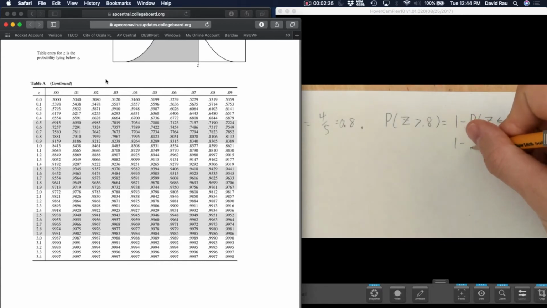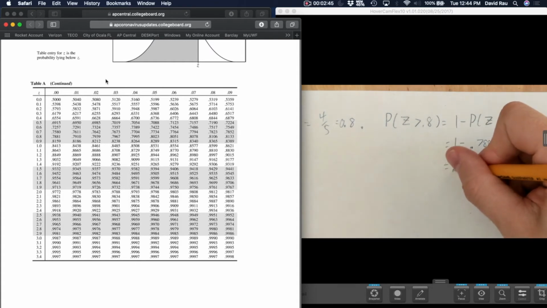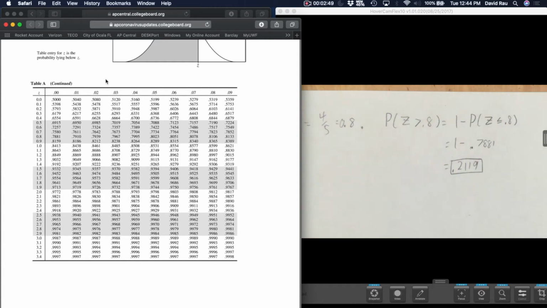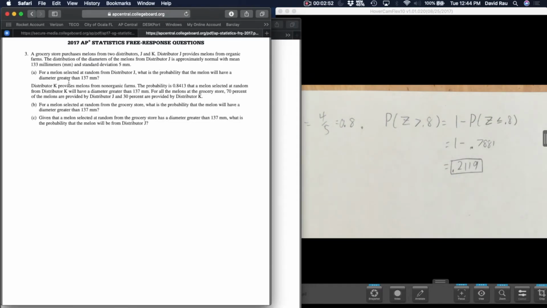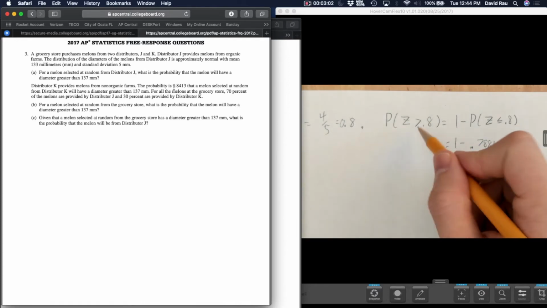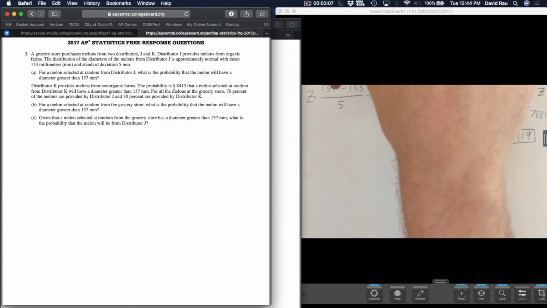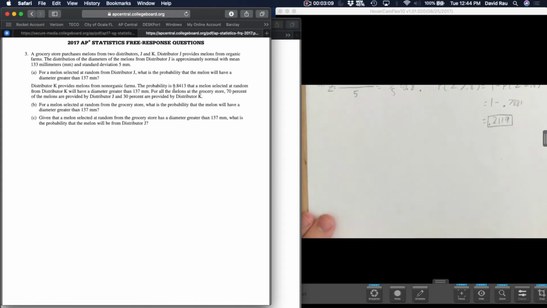The amount below to the left of 0.8 is shown on the table, which is 0.7881. And so we get a final answer of I believe it's going to be 0.2119. So that is the probability. Let me see if I need to give any extra wording there. Yeah, technically I might want to say the probability that the weight is greater than 137, but this is analogous to saying that. Okay, check the scoring guideline later. I feel pretty confident on that.